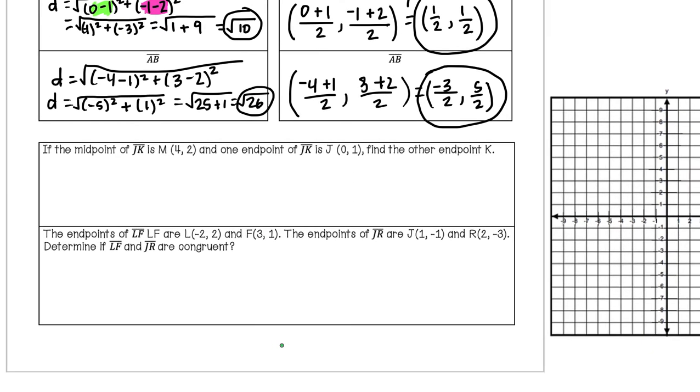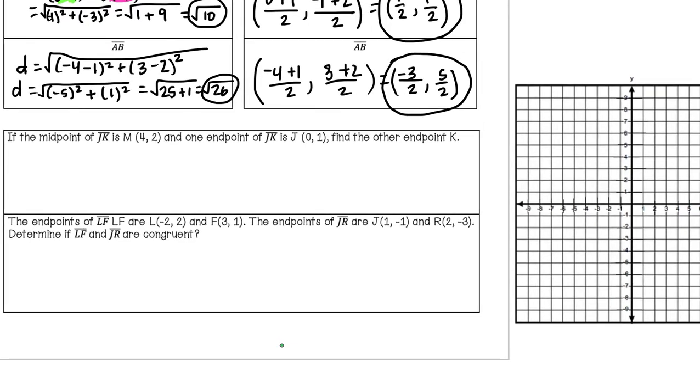We have 2 other examples using this, so if you want to give them a try, go ahead and pause the video, otherwise you can keep on listening.